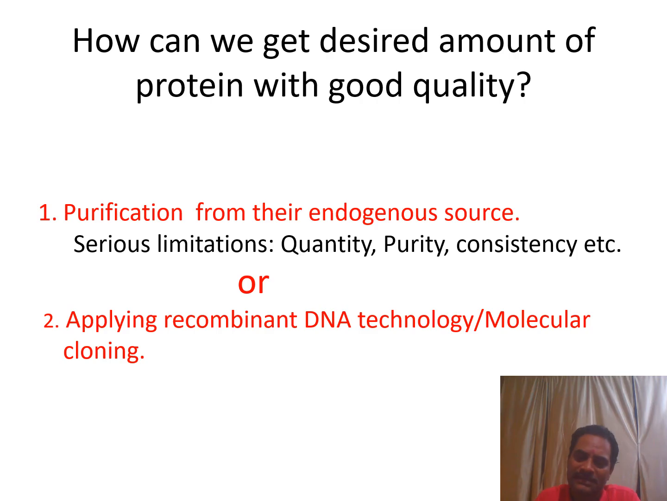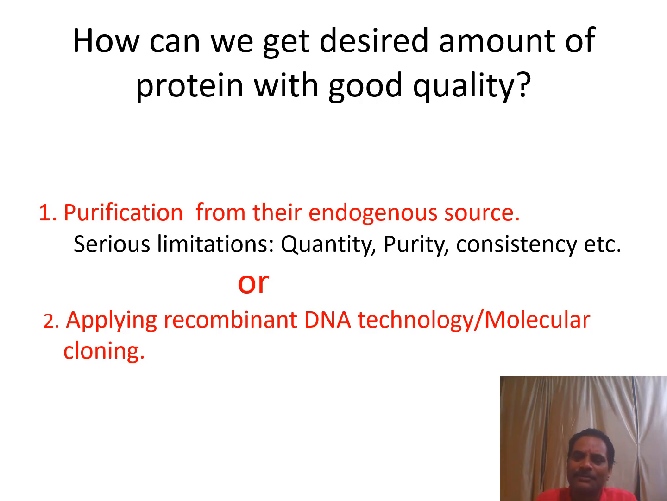Suppose we are isolating some protein from a plant. If the plant is growing in Gujarat or growing in Bihar, its content will be different. So consistency will differ, isolation methods will differ, and the quantity of that protein will differ. Despite being the same species, if they are growing in different environments, the composition will differ. So that is a problem.